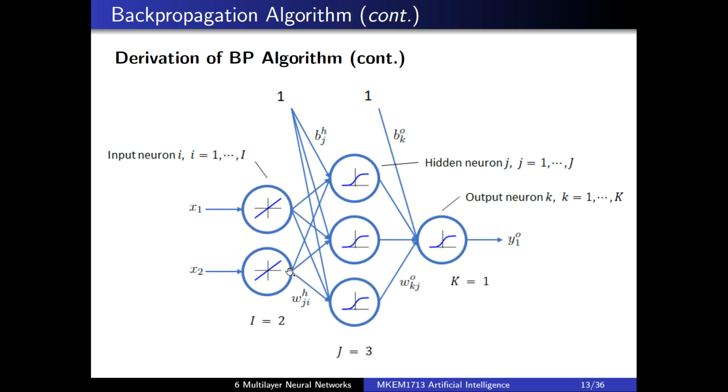So for example, if we are talking about the weight between these two neurons, we will call this weight WH22. The weight here we would refer to as WH31 and so on. And this is BH1, BH2, BH3, and this is BO1.